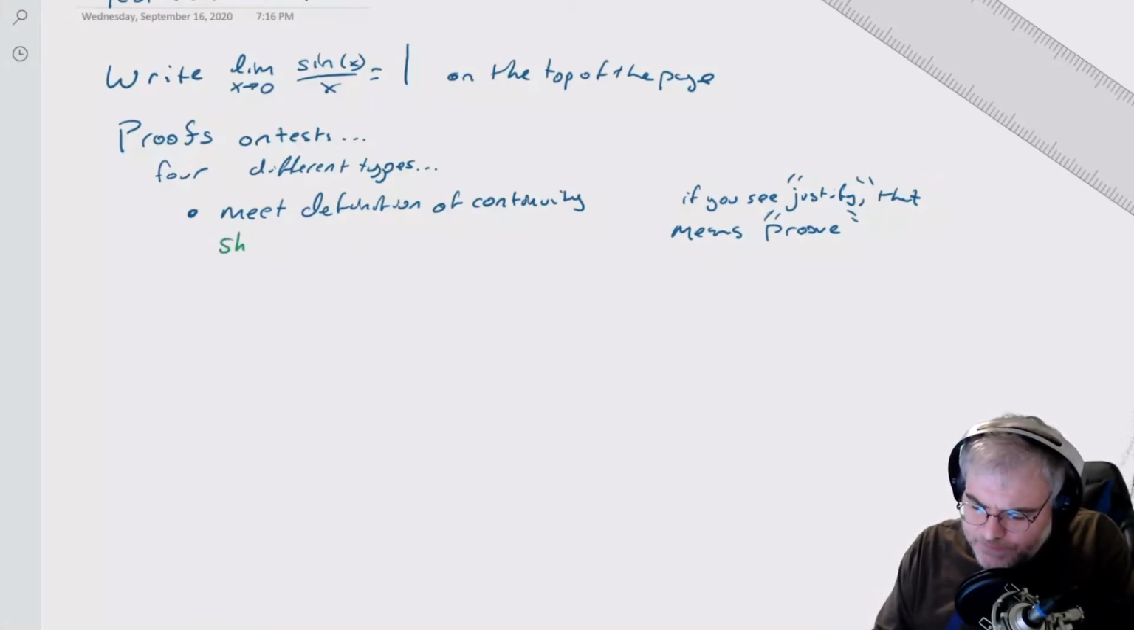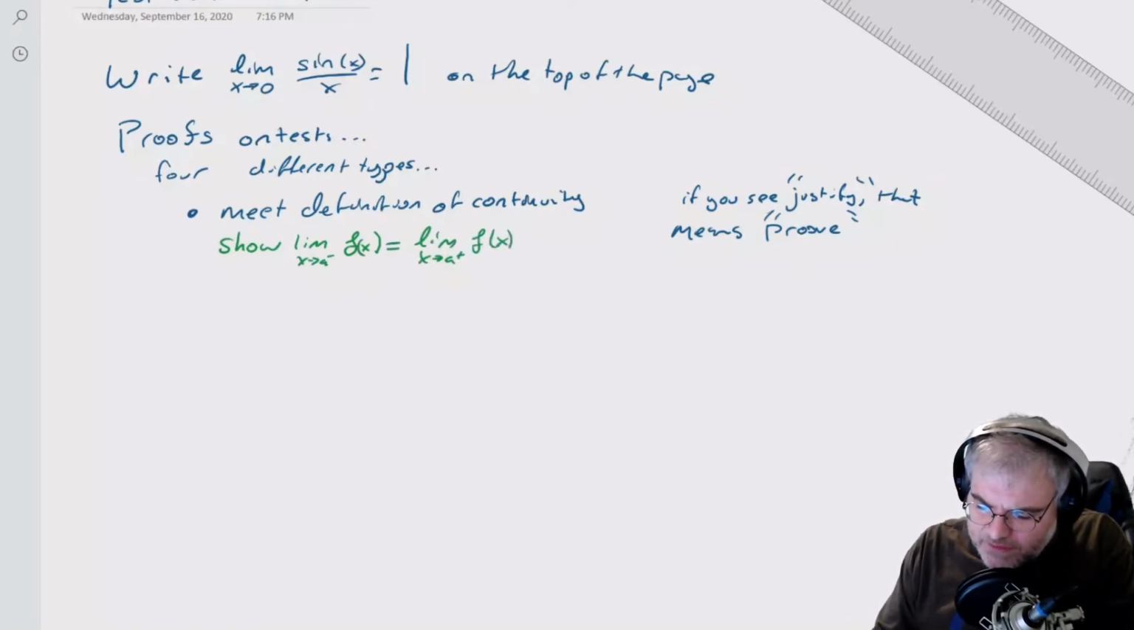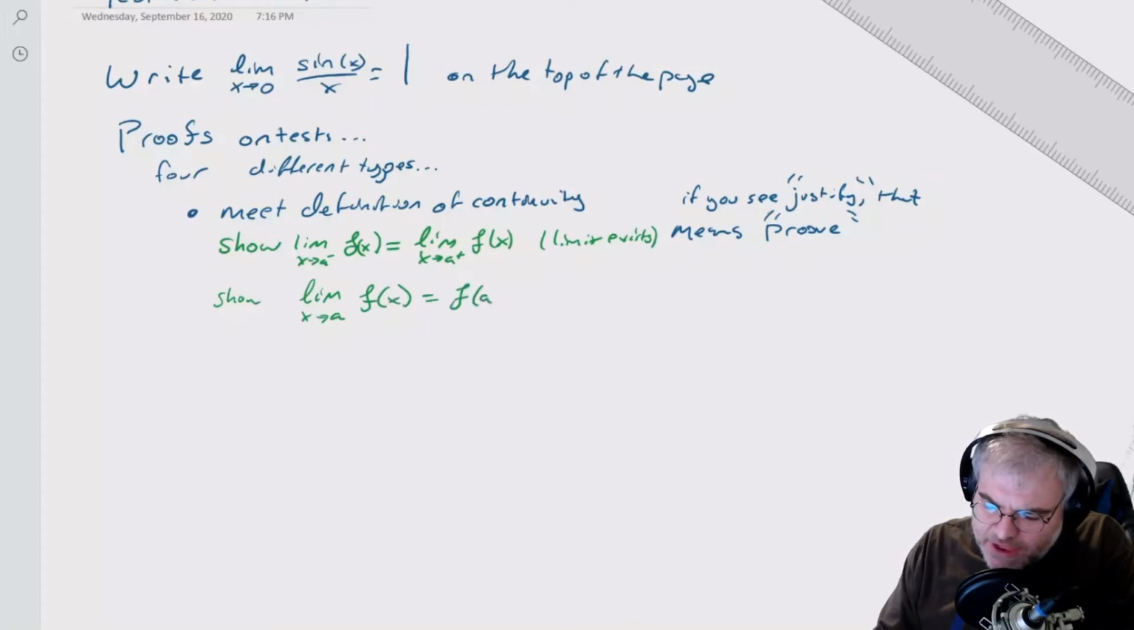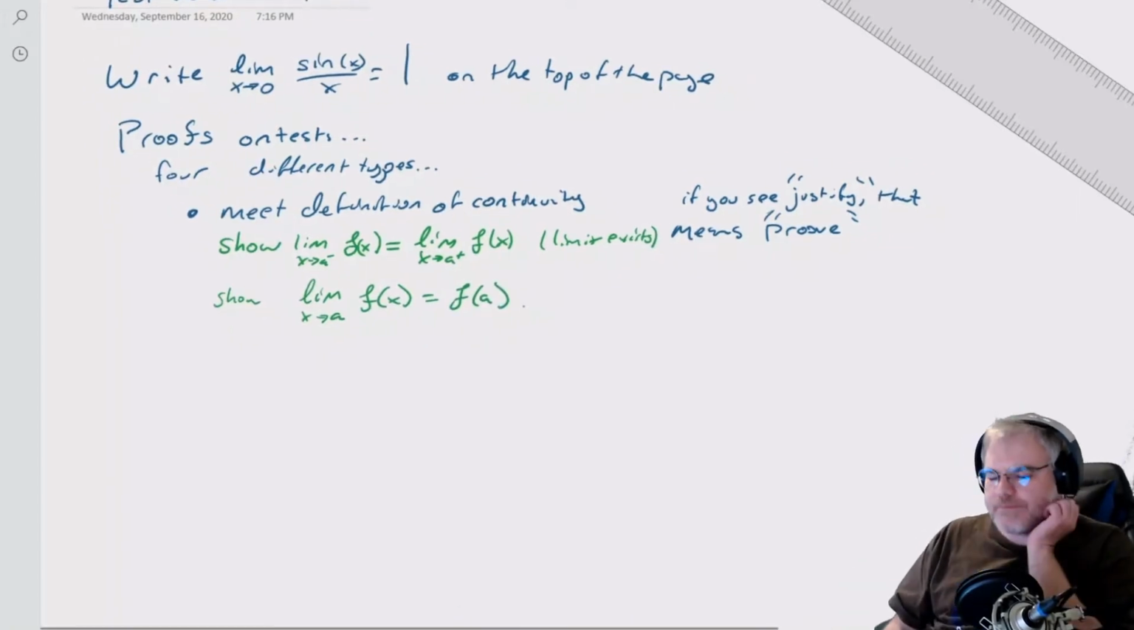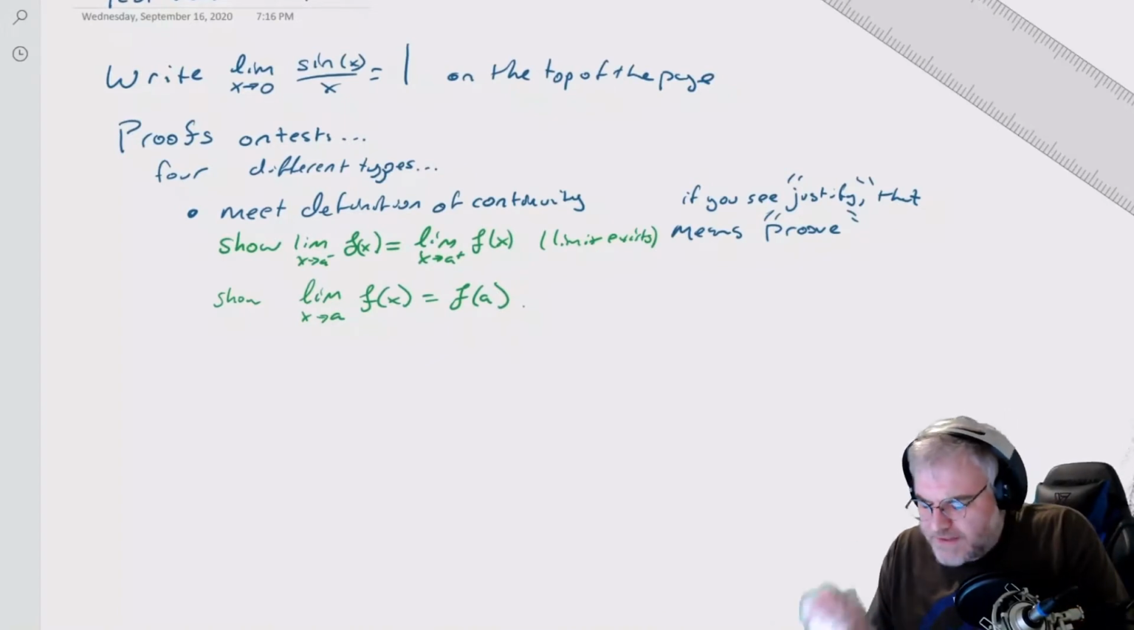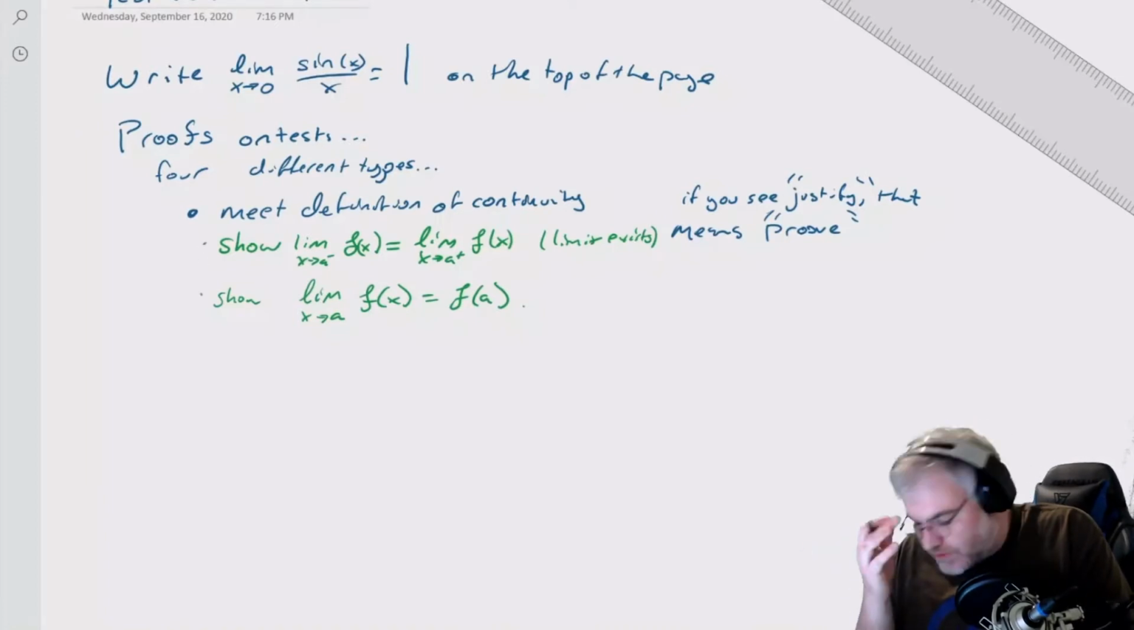is show the limit as x goes to a minus of f of x equals the limit as x goes to a plus of f of x. And then show that the limit exists. And then show that the limit as x goes to a, which you now have, of f of x equals f of a. And it's very common to forget to do one of these things. And they're worth a lot of points, and you'll know it, and you'll be fine with it, and you'll forget it. So just remember, you need to show those two things if you have one.